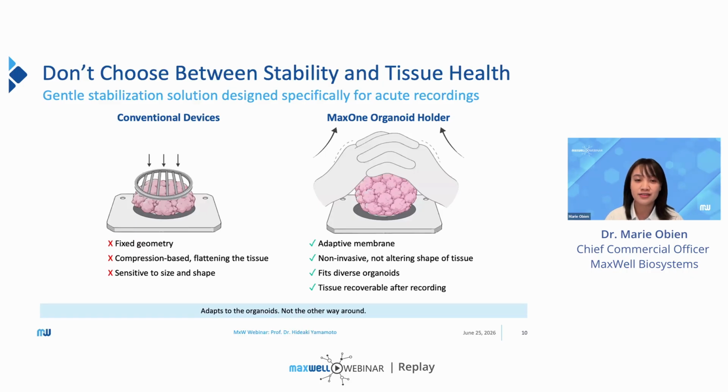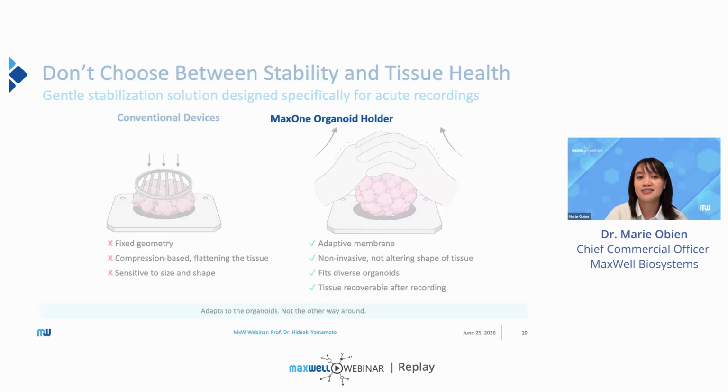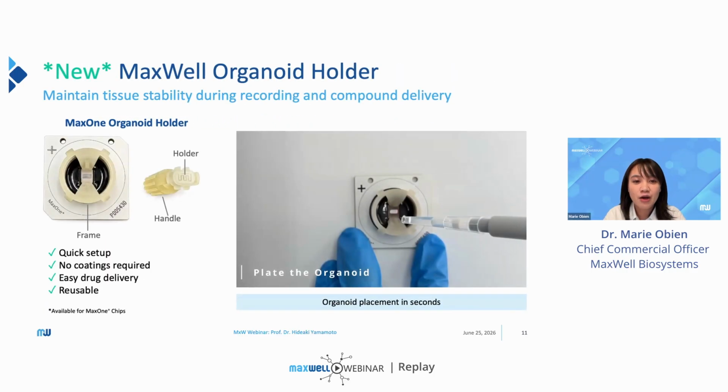So for acute recordings, we also now have the MaxOne organoid holder. It has an adaptive membrane, like these flexible fingers that softly goes on top of your organoid. It's non-invasive, not altering the shape of the tissue. It fits diverse organoid shapes. And also you can recover the tissue after the recording, put it back in the incubator, and then record again the next days. So it looks like this, how it works.